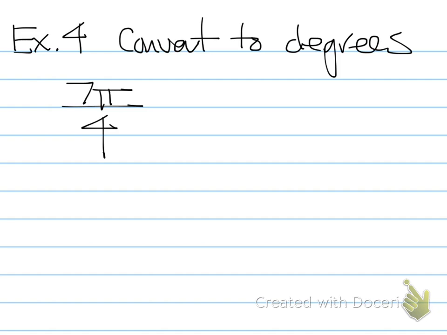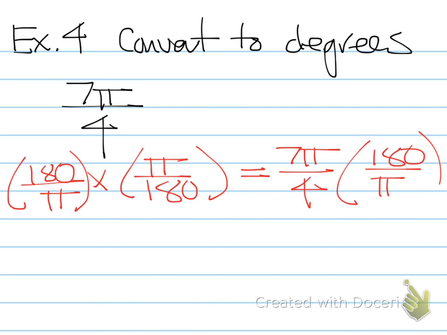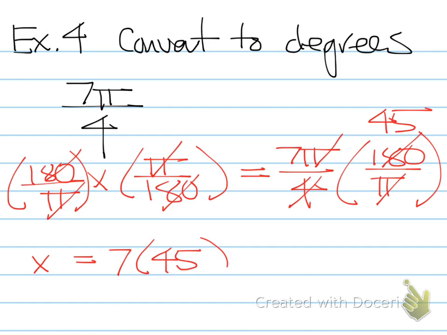And if we wanted to convert 7 pi over 4 radian to degrees, we would follow the same steps. Multiply the degree measure by pi over 180. That will equal the radian measure. So to isolate the degree measure x, we're going to multiply both sides by 180 over pi. When we do that and cancel everything that we can cancel, we'll be left with 7 times 45, or 315 degrees.